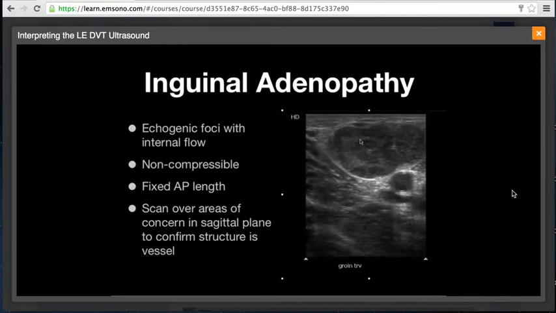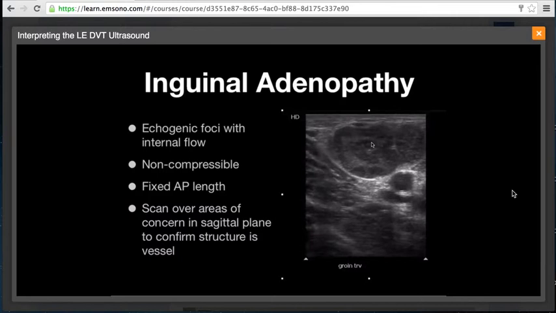Here we put the transducer on in the groin. In the transverse plane, we see this echogenic structure here, which was non-compressible. What you want to avoid is just quickly going, aha, it's a DVT, it's like I thought, and then stopping at this point. Remember, when you have an area of concern on transverse, turn sagittal to confirm that it's a vessel and to look for the free edge.